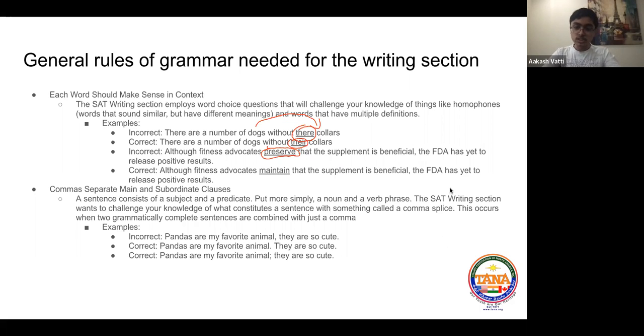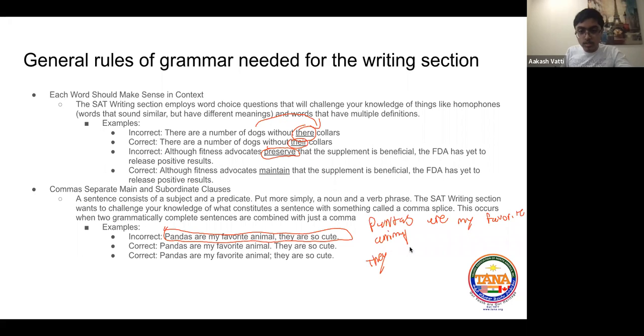This means you can split the two sections into two different sentences and they'll still make sense. For example, incorrect: pandas are my favorite animals, comma, they are so cute. You can turn this into two different sentences. Pandas are my favorite animal. And they are so cute. You could just replace the comma with a period and it would still be two complete sentences. The correct version would be: pandas are my favorite animal, period, they're so cute.